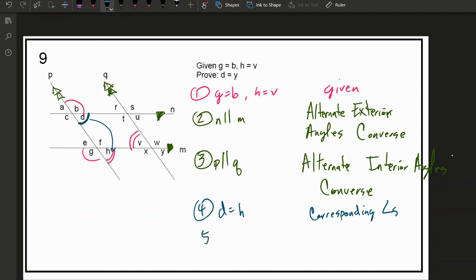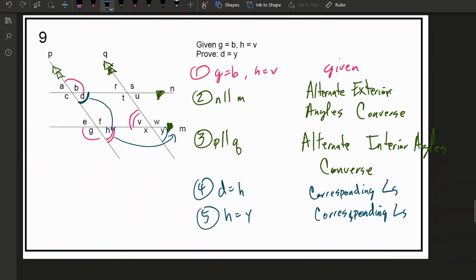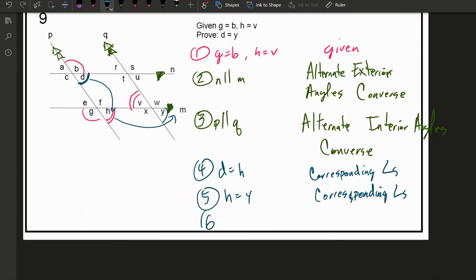And then step 5, I can use corresponding angles to get to Y. H is equal to Y, again corresponding angles. And then for step 6, I can say, therefore, D is equal to H is equal to Y. So D is equal to Y because of the transitive property.